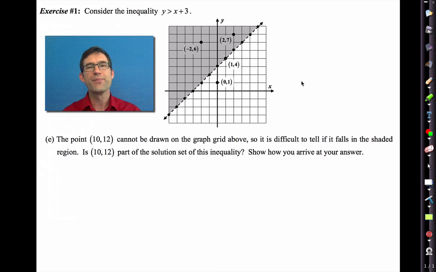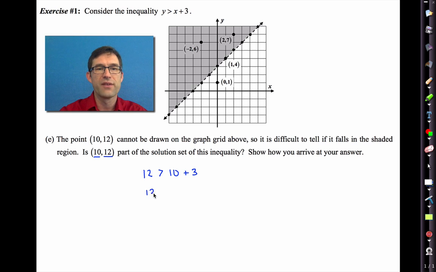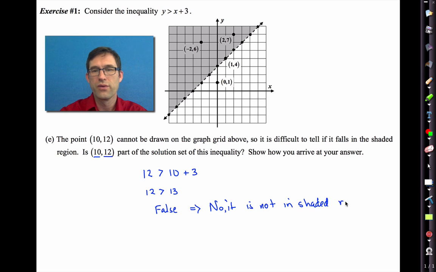All right, let's go through it. It's not that difficult, right? In fact, it probably is almost harder to do this with a graph than without a graph, because without a graph, we simply have to check the truth of this statement. So I'm going to put in 12 for y, 10 for x. I'm going to find that 12 is greater than 13. That is clearly false, and so no, it is not in the shaded region.